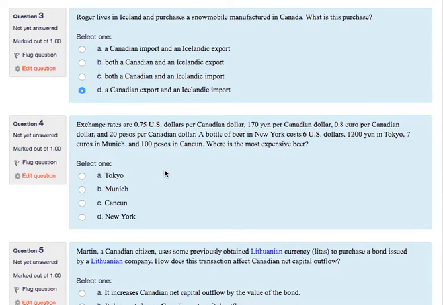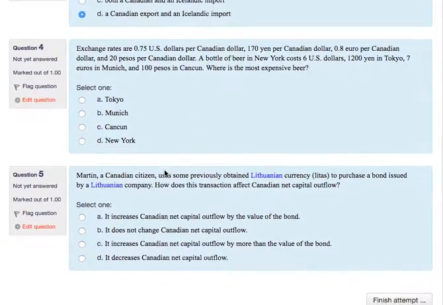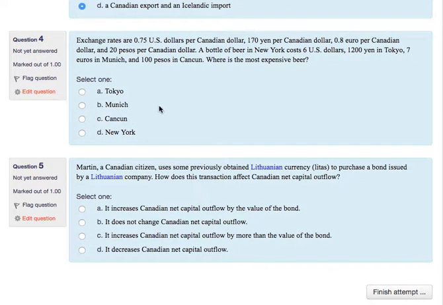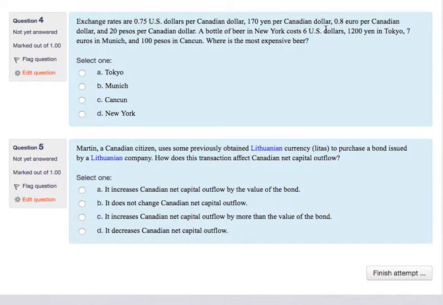This question here is the one that's a little bit more tricky calculation-wise. Exchange rates are 0.75 US dollars per Canadian dollar, 170 yen per Canadian dollar. Essentially, we're giving you a bunch of exchange rates and the prices of beer in all of these countries, and then asking what is the most expensive beer. So to answer this question, we have to convert all of these prices back into Canadian prices. The mistake some people may make is to multiply 0.75 by 6 to obtain how much this costs in Canadian dollars for the first transaction here.